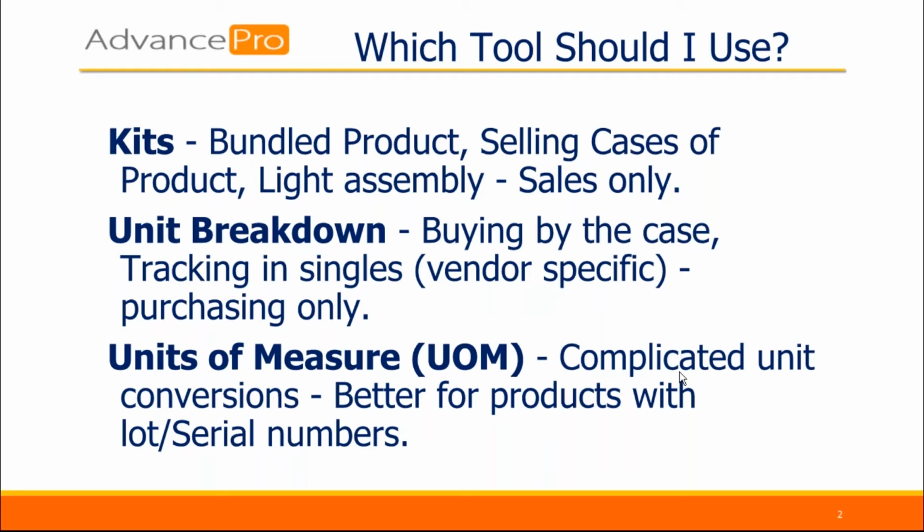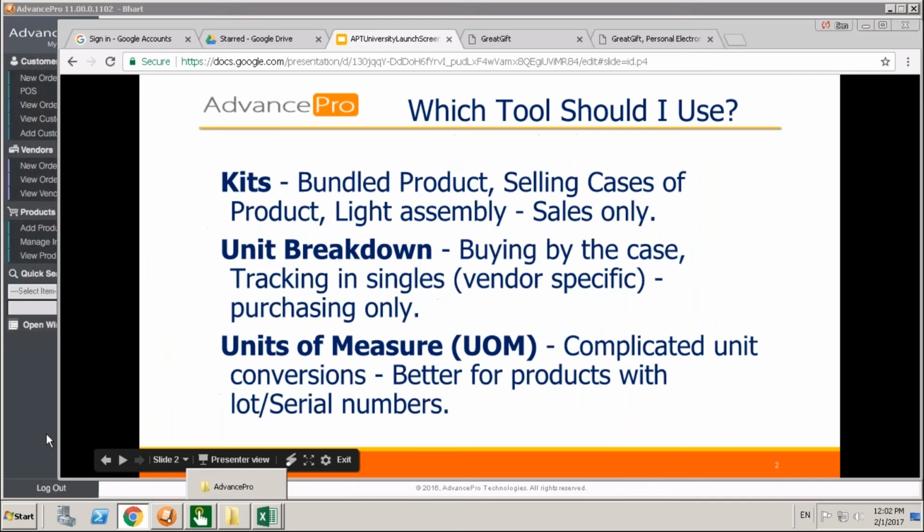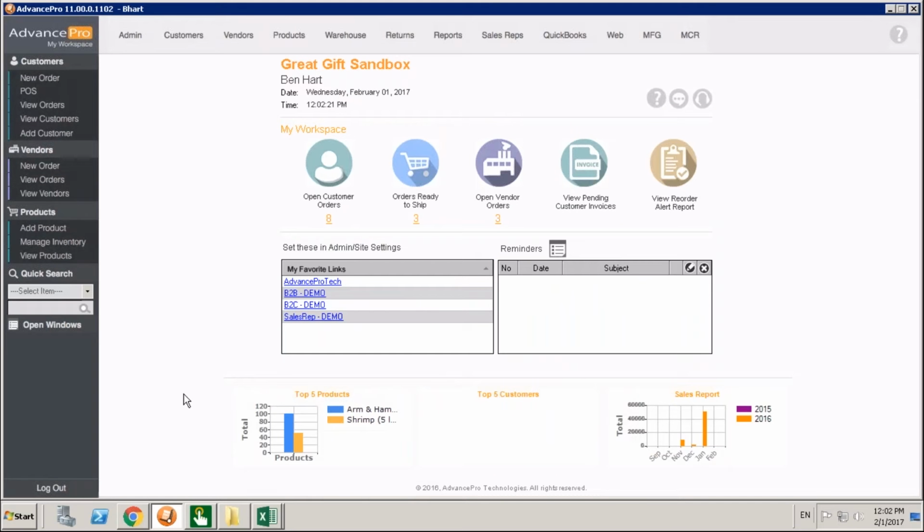So the third tool that we will be discussing is slightly more complex. It's called units of measure, and it does deal with both buying and selling, as well as manufacturing and quantity. So while we're going to touch base on the basics here, we strongly recommend reaching out to your AdvancePro advisor if you're looking to implement units of measure. So the first thing we are going to look at is kits.